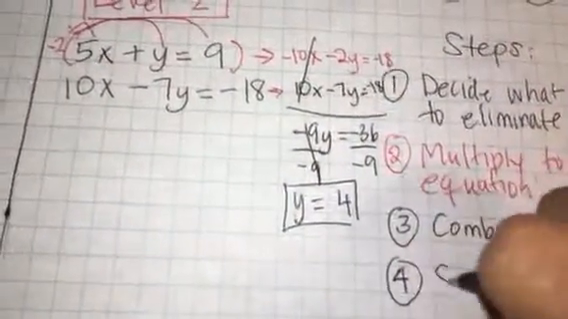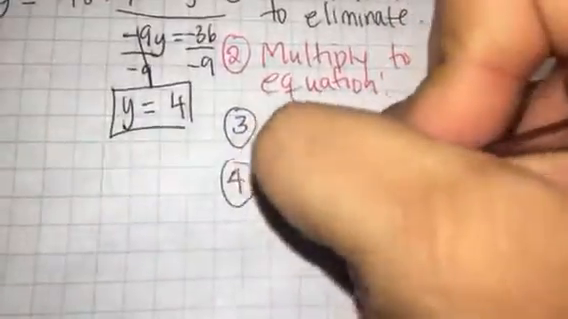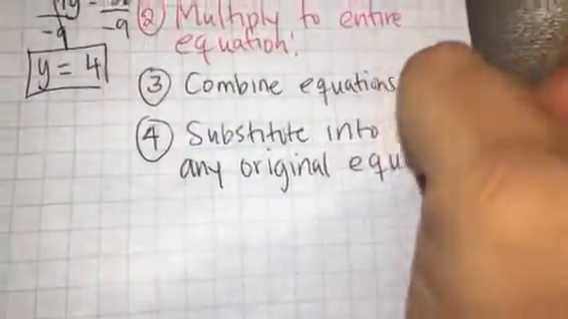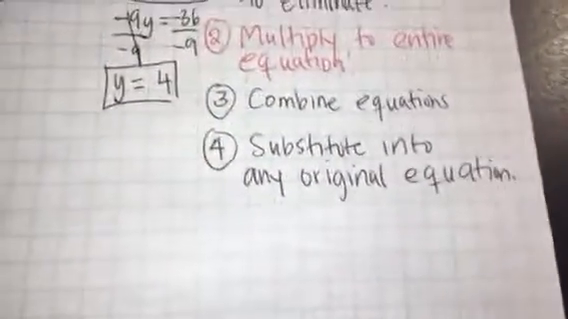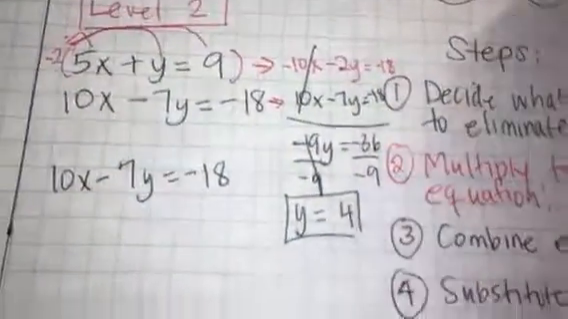Last step, substitute into any original equation. So I have y equals 4. I can use this one or I can use this one. Again, doesn't matter which one. I'll use the bottom one. So I have 10x minus 7y is equal to negative 18. I'm going to put in y equals 4 right here.